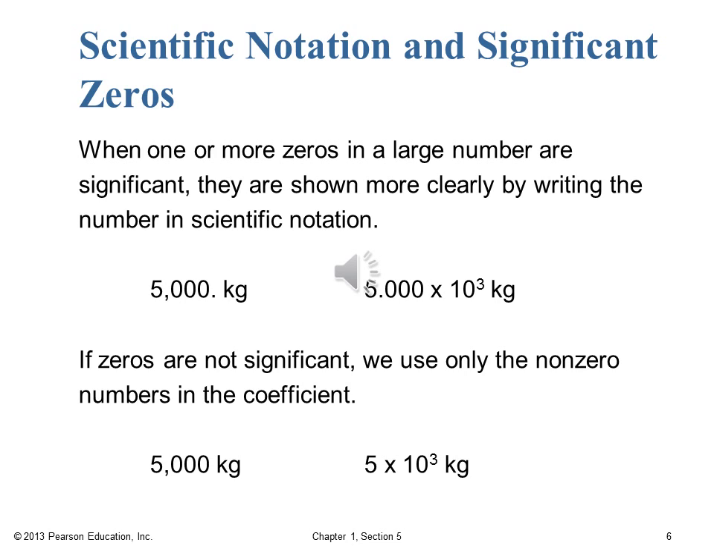Those zeros are significant. If the zeros are not significant, like we see in the lower examples, we would have only the non-zero numbers in the coefficient for scientific notation. So if we wrote 5,000 kilograms without the decimal point, or if we wrote 5 times 10 to the third kilograms, either of those examples, we would only be looking at the 5 as the significant figure and have just 1 significant figure rather than 4 significant figures, like when we showed the decimal point or wrote 5.000 times 10 to the third kilograms.